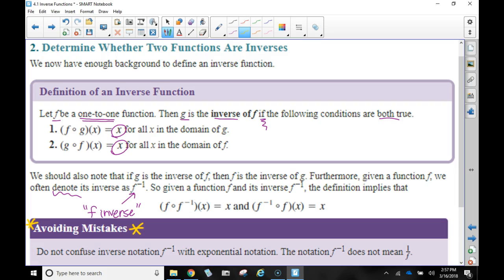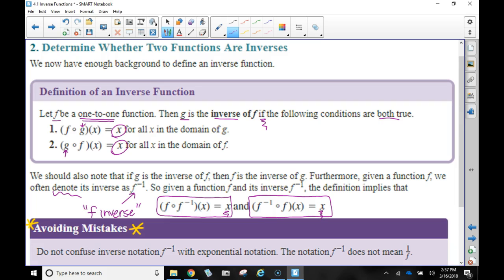I'll talk about that in a minute, but the way this works is we could go back up here and replace g with f inverse notation. So we have to satisfy these two conditions: f composition f inverse of x gives you x, and the other way around, f inverse composition f of x also gives you x for your answer.